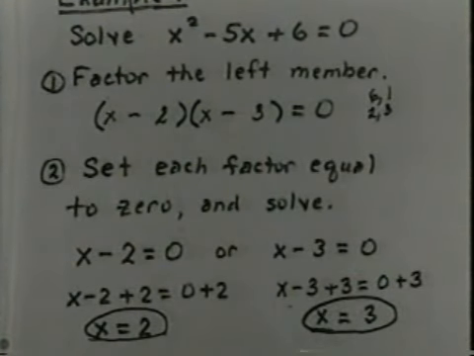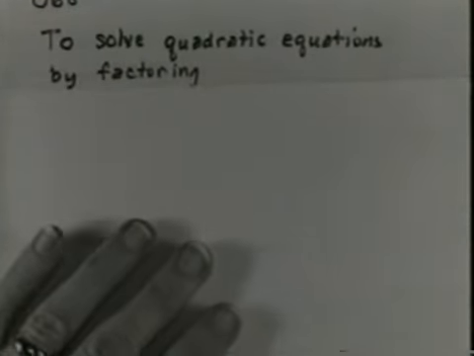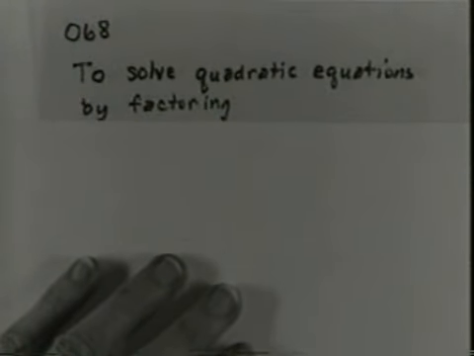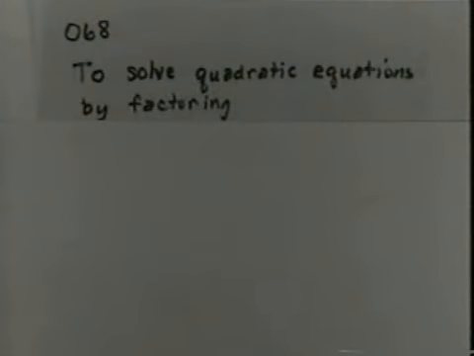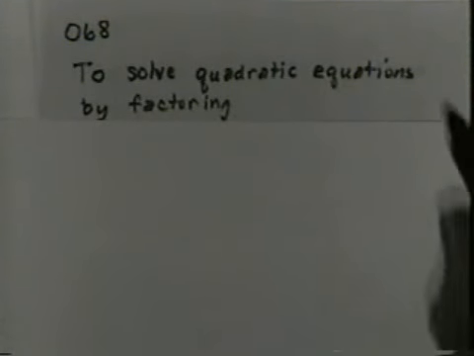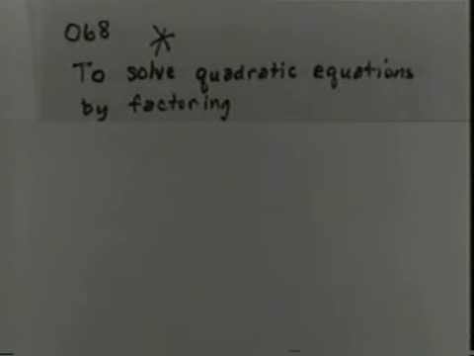Now let's formalize the method of solution that we've seen in this example. I'm going to give you a rule for solving quadratic equations by factoring. Write this down on your paper in your notes so that you can use it as you solve all quadratic equations by this method. This is a very important rule which you want to put on your study sheet.